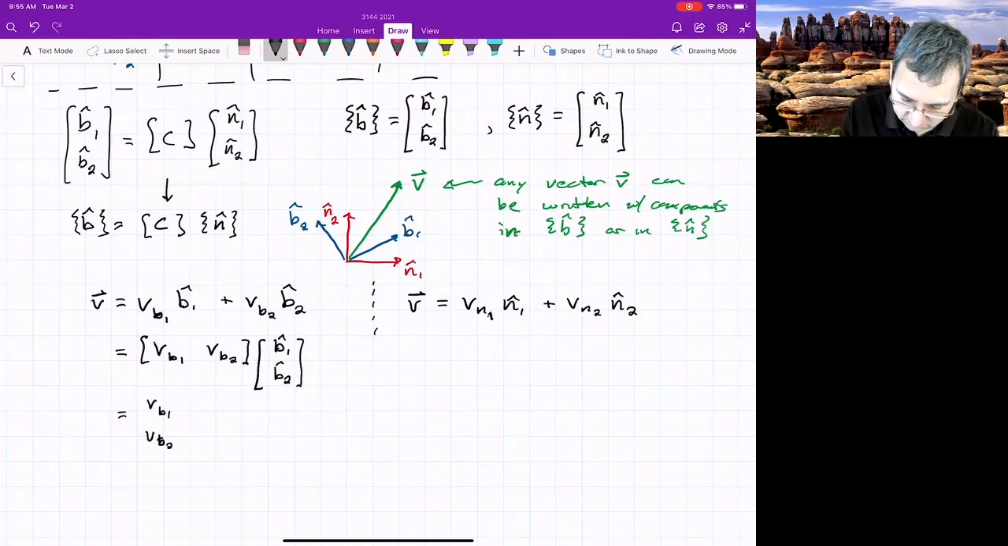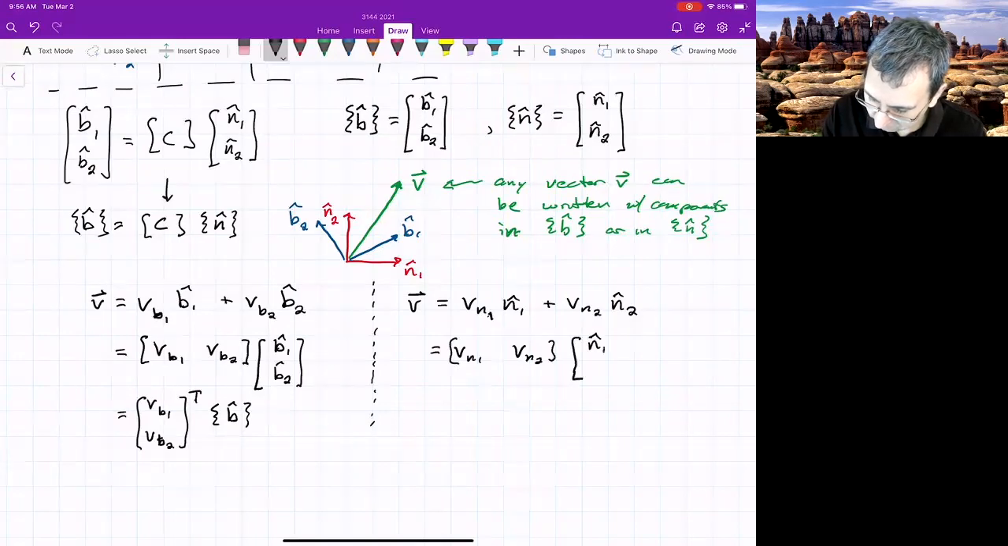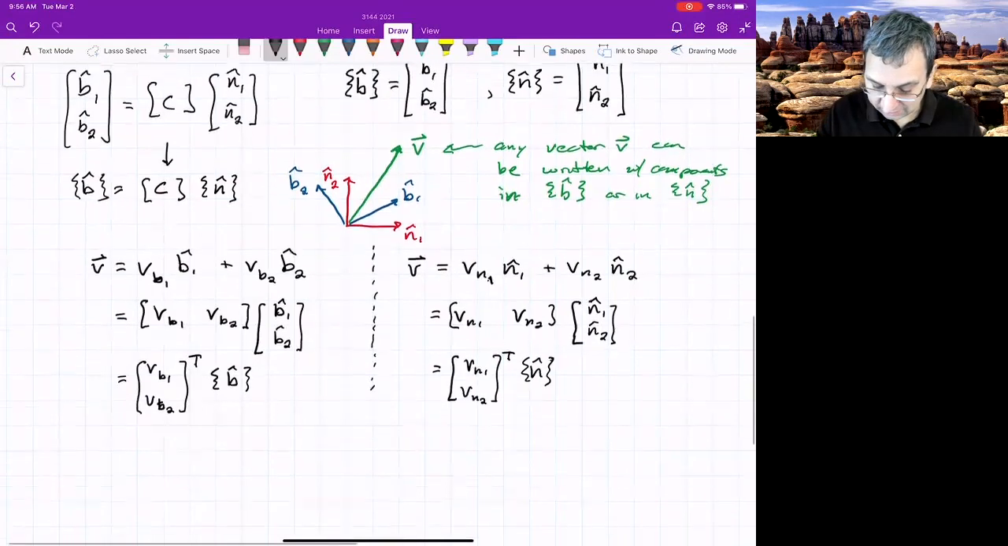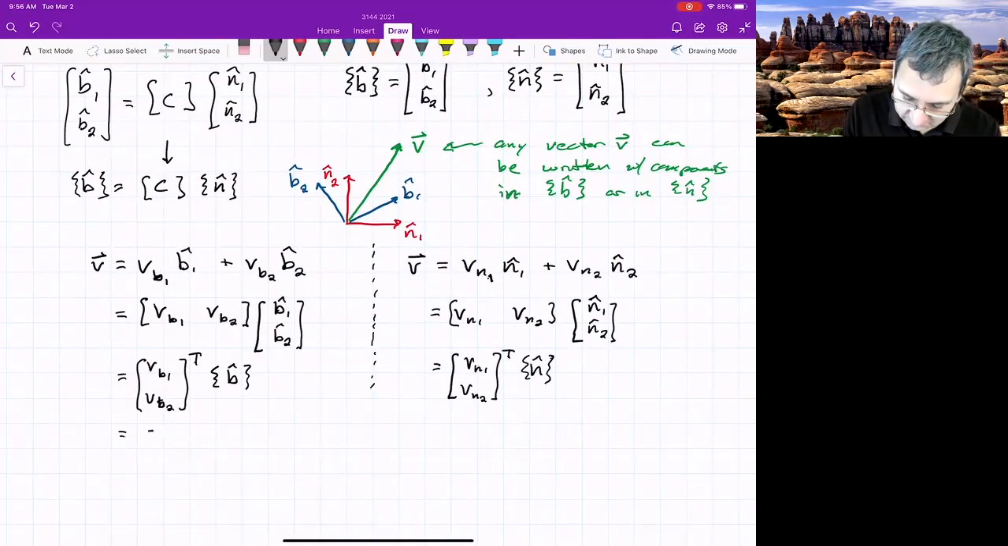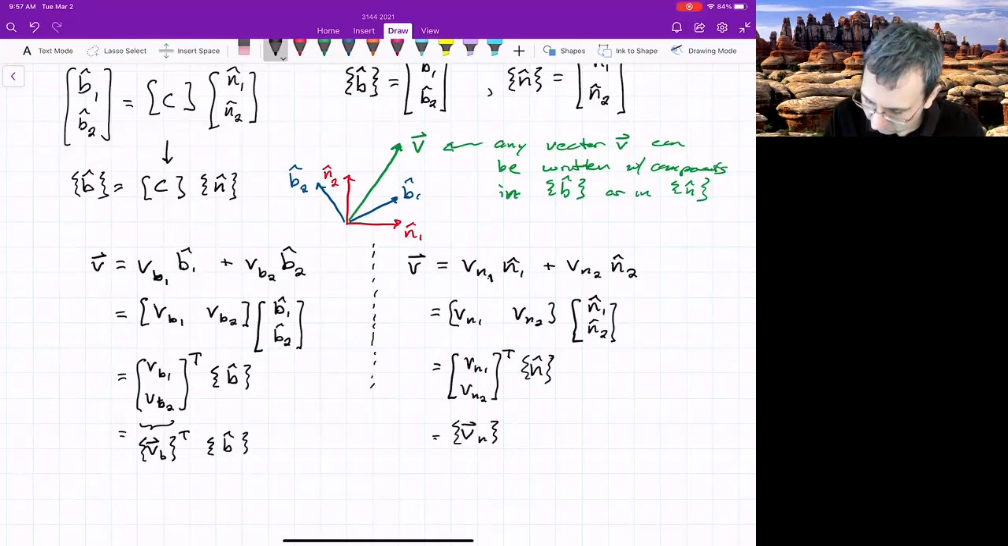Or I could write it this way: V_B1, V_B2 transpose times the B vectrix. And I could do the exact same thing for writing the same vector V, but in terms of N components. So V_N1, V_N2 times the N1, N2 vectrix. Or if I want to stack these up and remind myself, this is transpose N. And to make this even more compact, the book uses the notation V sub B, where it's understood this is a column vector of the components with respect to the B frame, times B. And the same over here: V_N transpose N.